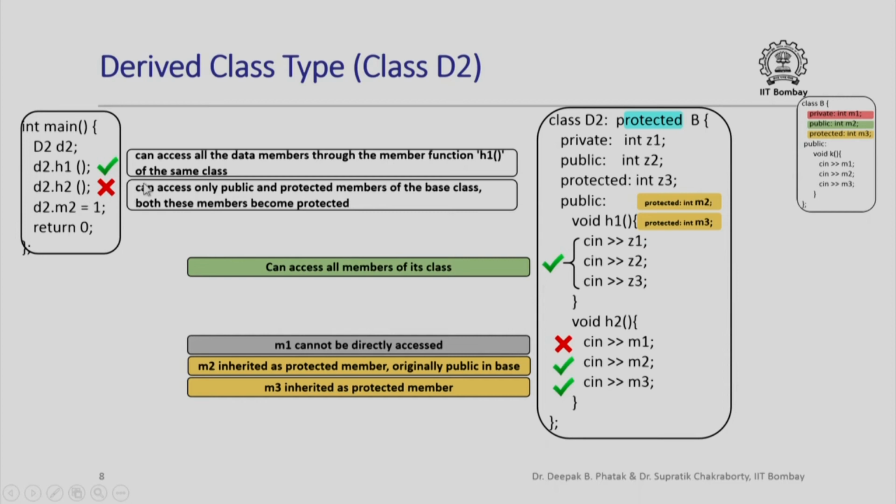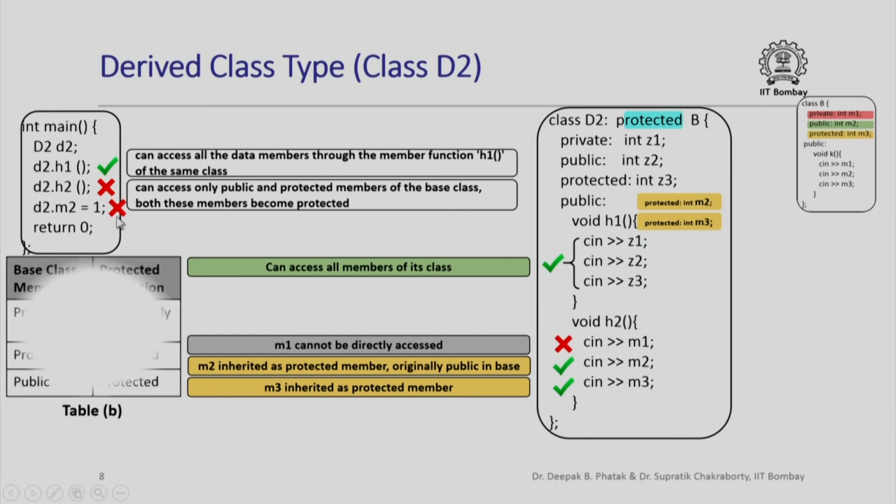So the compiler will complain that here you are trying to access a private data member of the base class, that is not allowed. What about this assignment? Remember, M2 was accessible in the class D2 as a protected data member. Now a protected data member is only accessible from derived classes, so if I derive another class from D2 I can access M2, but here in the main program I cannot access M2, so this will also give rise to a compilation error.